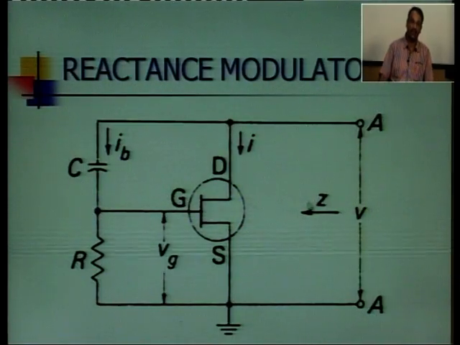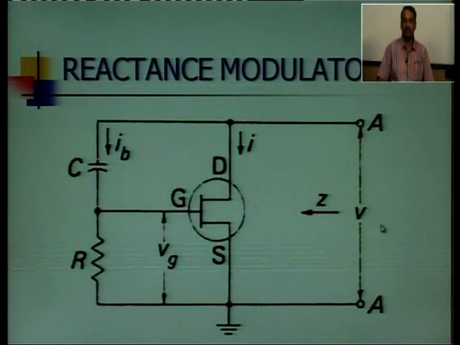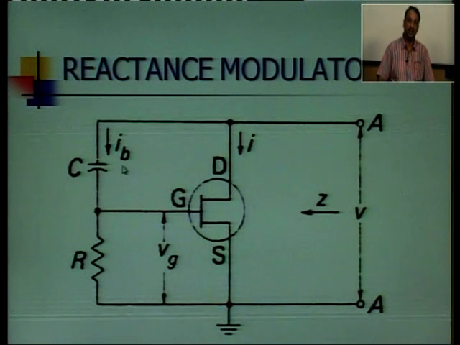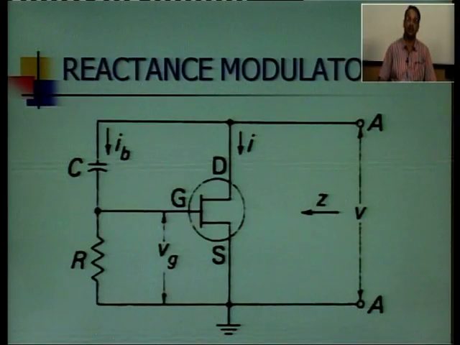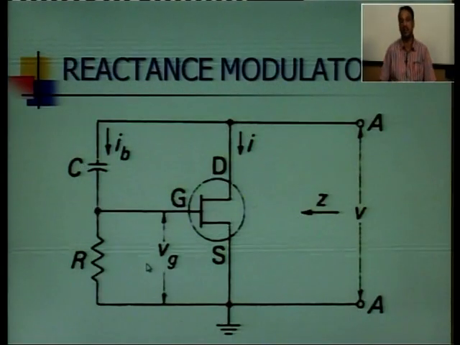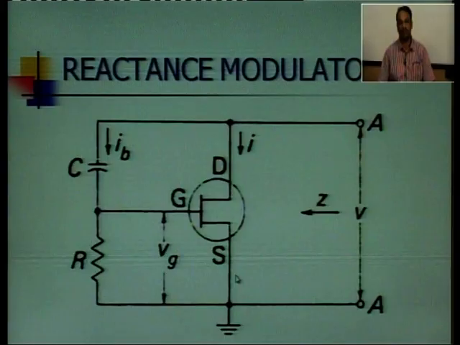So the parameters here are: Z is the impedance, V is the applied modulating voltage, Vg is the gate bias, Ib is the base current bias, and I is the drain current. Here two components are used, C and R, and by interchanging these two components we can get any reactance, either inductive or capacitive.